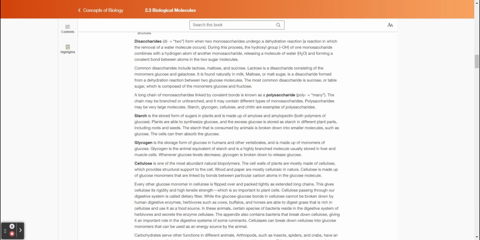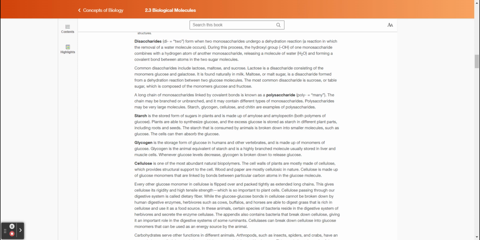Common disaccharides include lactose, maltose, and sucrose. Lactose is a disaccharide consisting of the monomers glucose and galactose. It is found naturally in milk. Maltose, or malt sugar, is a disaccharide formed from a dehydration reaction between two glucose molecules. The most common disaccharide is sucrose, or table sugar, which is composed of the monomers glucose and fructose.